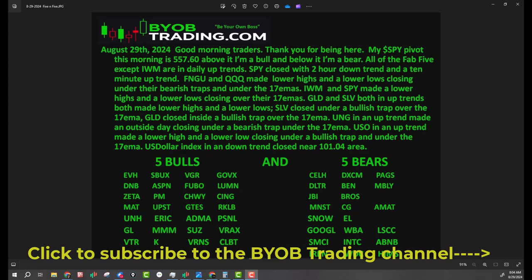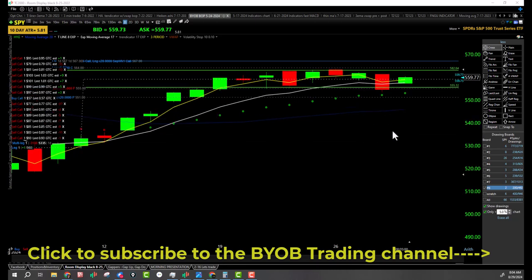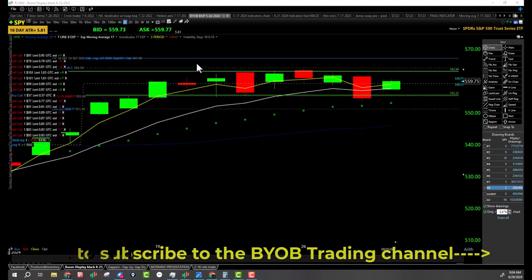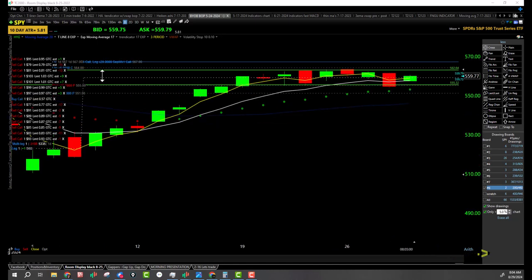All right, let's take a look at some charts. First chart, here's the candle for SPY. Okay, so you can see here's the daily candle. Got a lower high, lower low, closing under bullish trap, but over the 17 EMA right there.